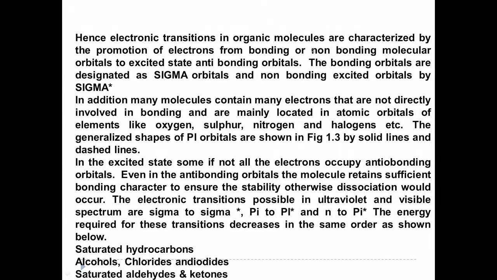Electronic transitions in organic molecules are characterized by the promotion of electrons from either bonding or non-bonding electrons. What are bonding electrons? Bonding electrons are in substances in which there is a chemical bond. As we see in many chemical structures, they will be associated with sigma bonds, pi bonds, like that. The electrons are bound in a particular energy level.